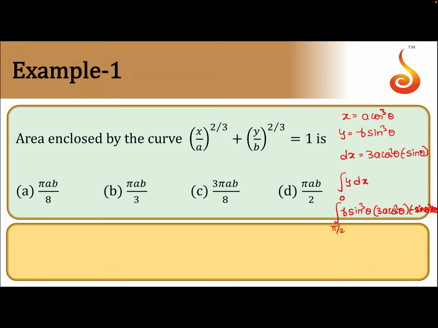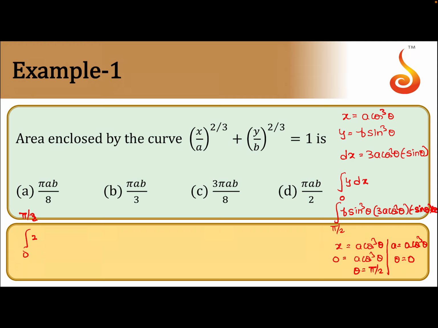How did it happen? Because x equal to a cos cube theta, lower limit 0, 0 is equal to a cos cube theta. It means theta is equal to pi by 2. So that is the lower limit. Similarly, upper limit x equal to a, a equal to a cos cube theta, so we get theta is equal to 0. So this can again be written as 0 to pi by 2.